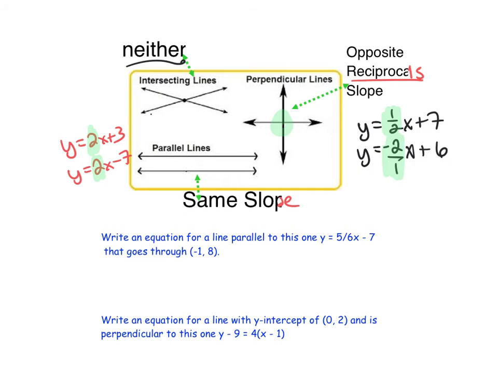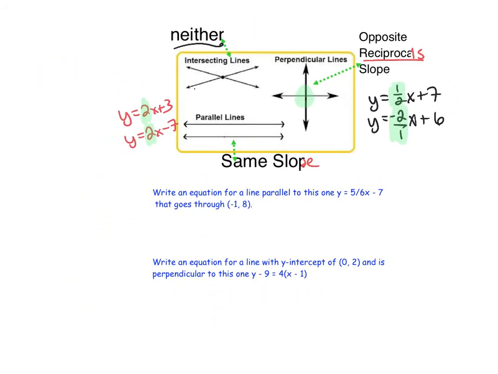So let's try some. Write an equation for a line parallel to this one. So I want this slope. And the way that I do the notation for this is that I'll say M parallel is 5/6, which in my notes means that I have a parallel line. And it goes through this point. This is not a y-intercept, because this guy is not a 0. So I know it's just a point on the line.